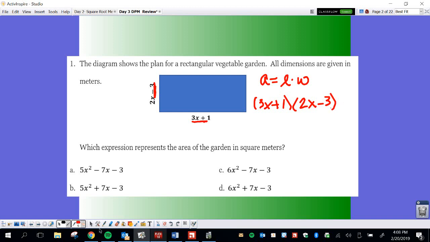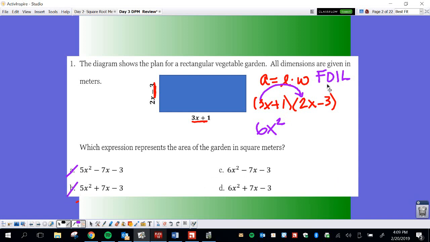Okay, and we are going to use the FOIL method. We could use the box method or the FOIL method, so I'm going to use the FOIL method right now. Okay, so remember the F tells us that we have to multiply our first term, so that's going to be 3x times 2x, which gives us 6x squared. So looking down here, the answer options that they've given me, right away I can get rid of A and B because they're starting with 5x squared.